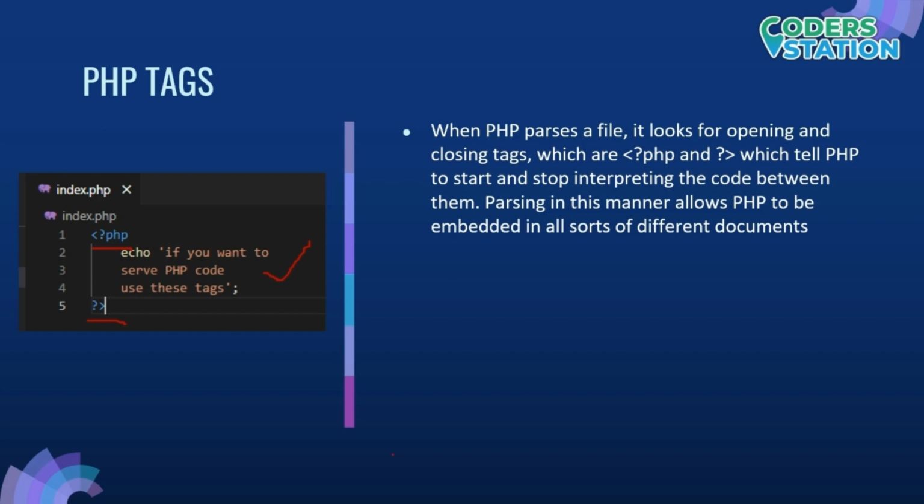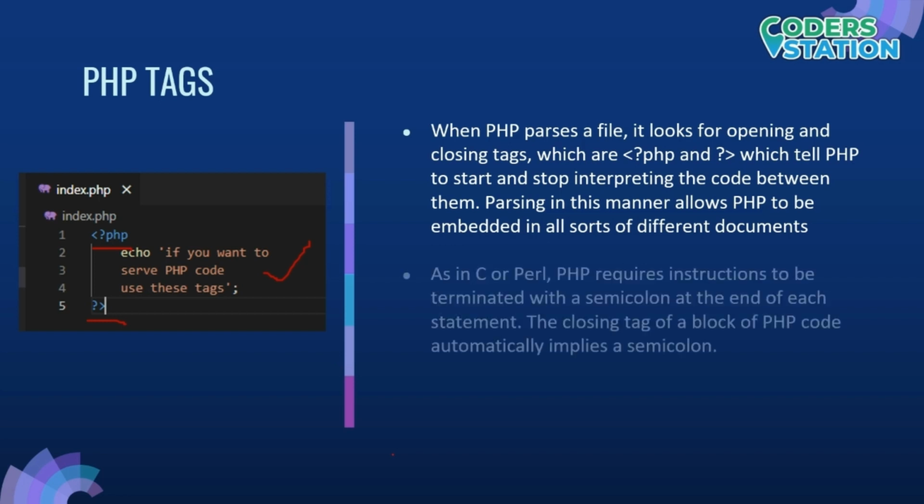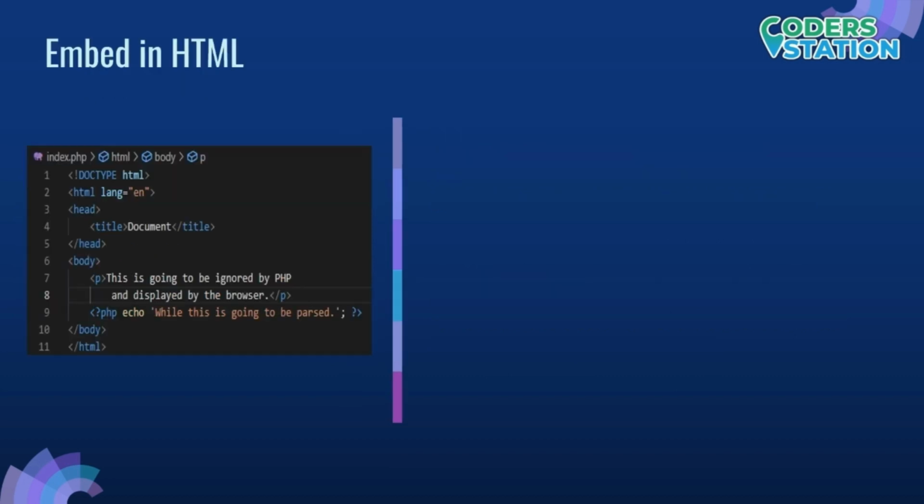Parsing in this manner allows PHP to be embedded in all sorts of different documents. But to close a PHP code block, we use the closing tag. However, it is not mandatory to include the closing tag if the file contains only PHP code. Next, as in C or Perl, PHP also requires instructions to be terminated with a semicolon at the end of each statement. The closing tag of a block of PHP code automatically implies a semicolon, or the termination of the statement.